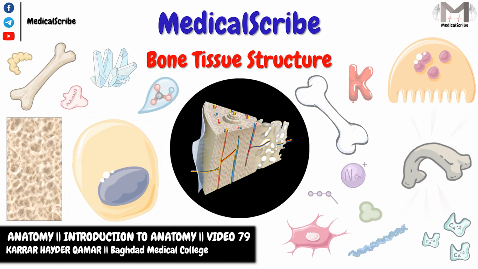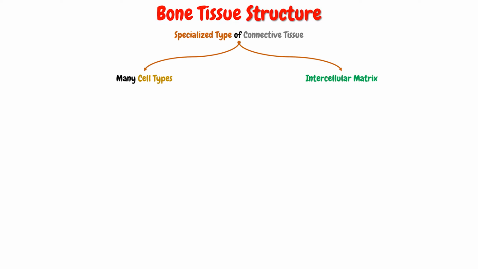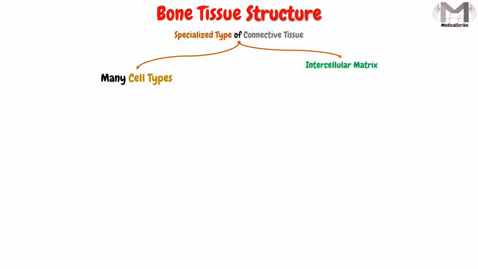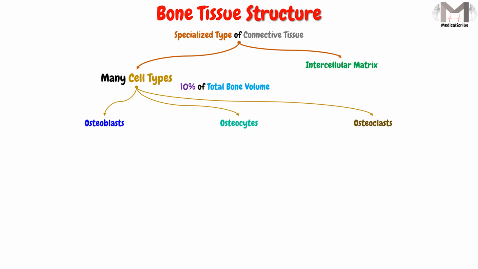In today's video, we will take a look at the bone tissue microstructures. As you remember from the previous video, we say that the bone is a specialized type of connective tissue. And like other connective tissues, it will consist of many types of cells contained by intercellular matrix. Regarding the cells that make up the bone, they form about 10% of the bone total volume. Mainly, they will be of three types: osteoblasts, osteocytes, and osteoclasts.